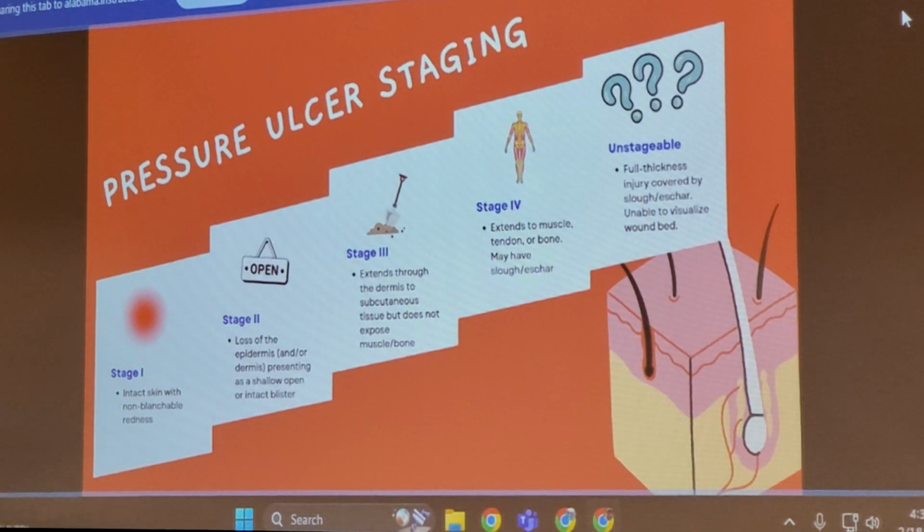Well, with a stage 1, you're going to have an area of redness. If I do the same thing, the little blanch test, it does not turn white, it stays red no matter what I do to it. It is red.